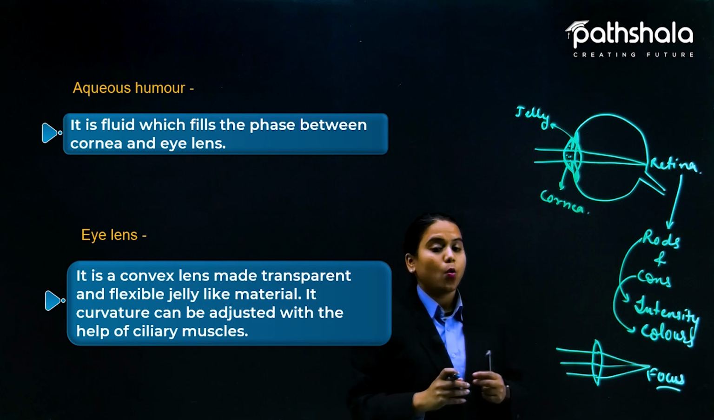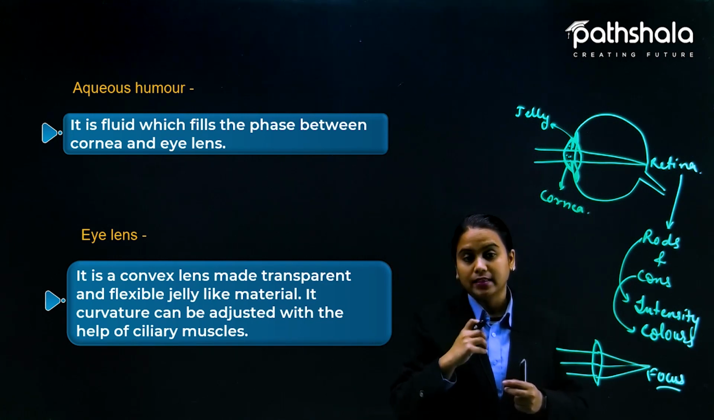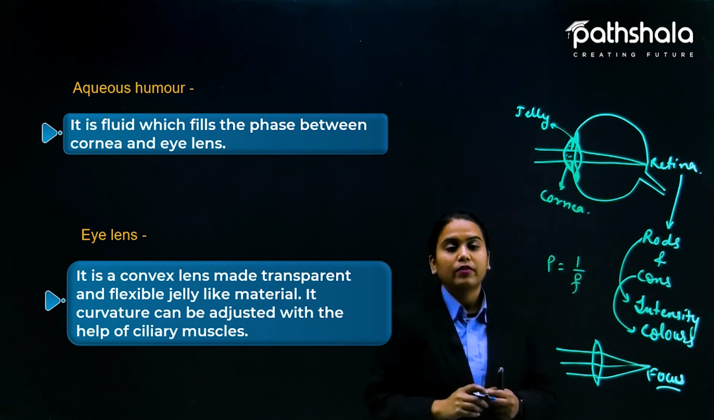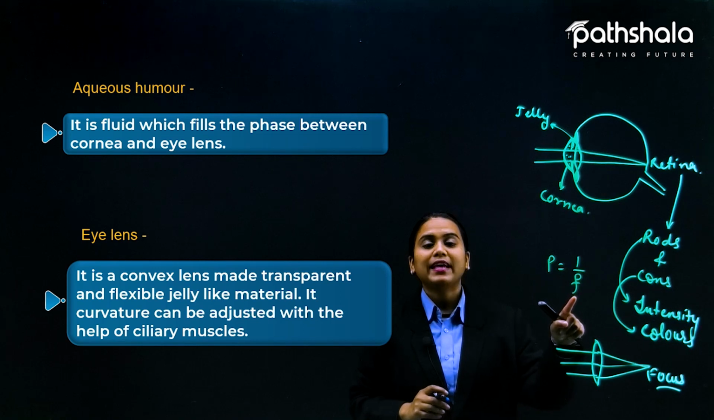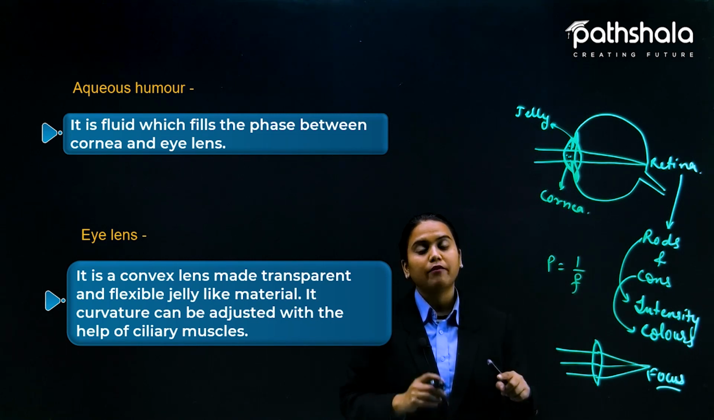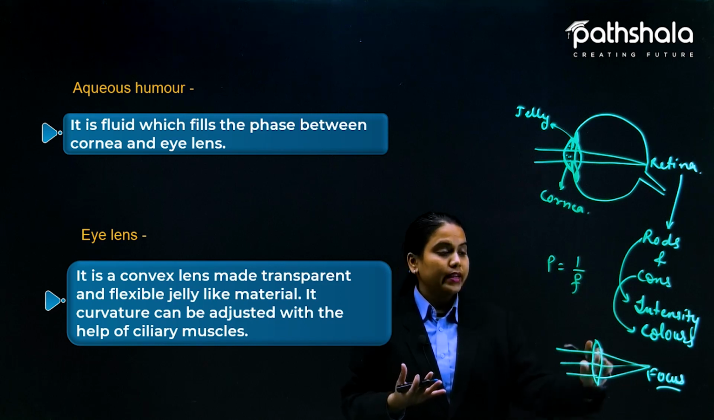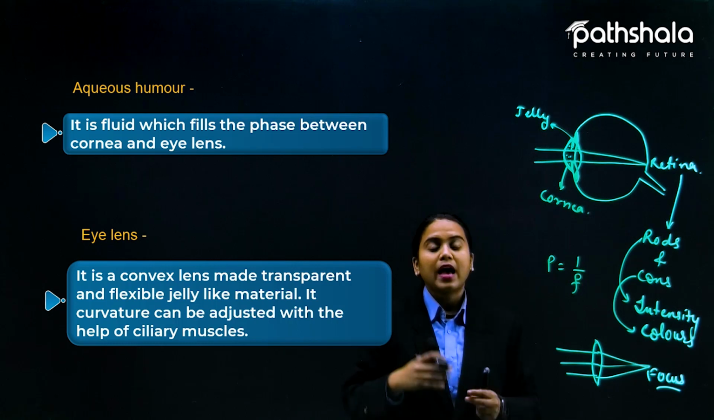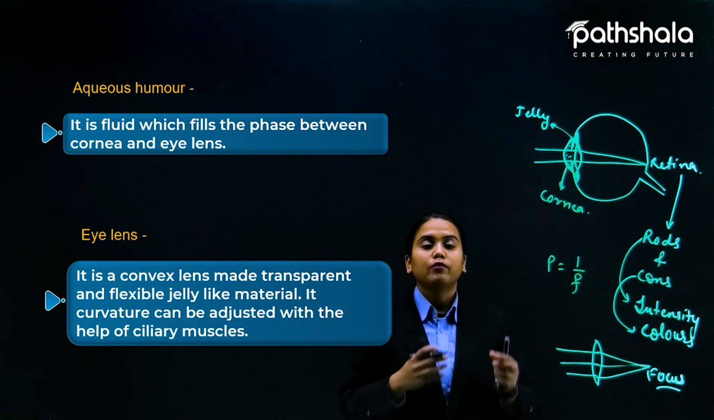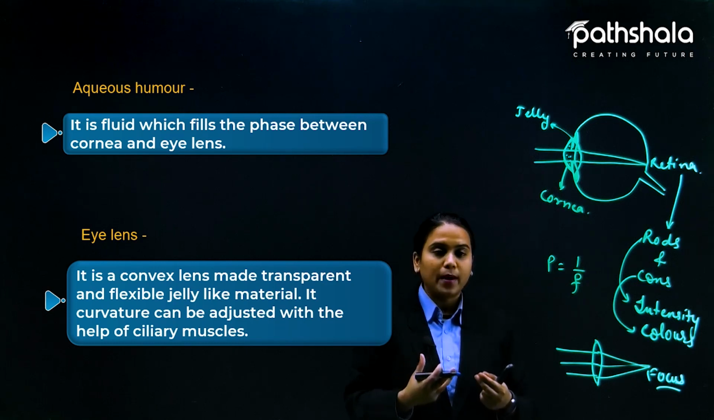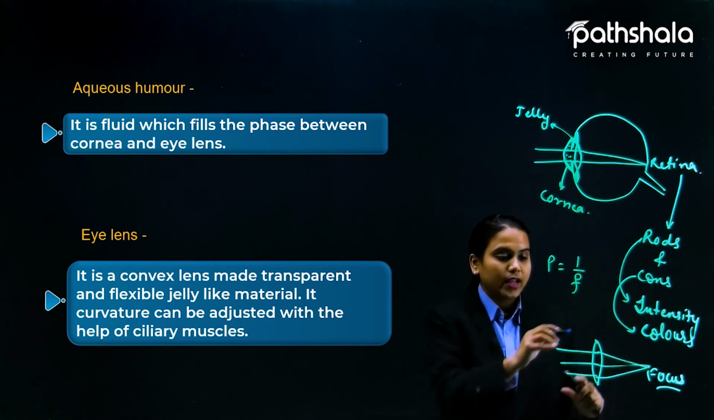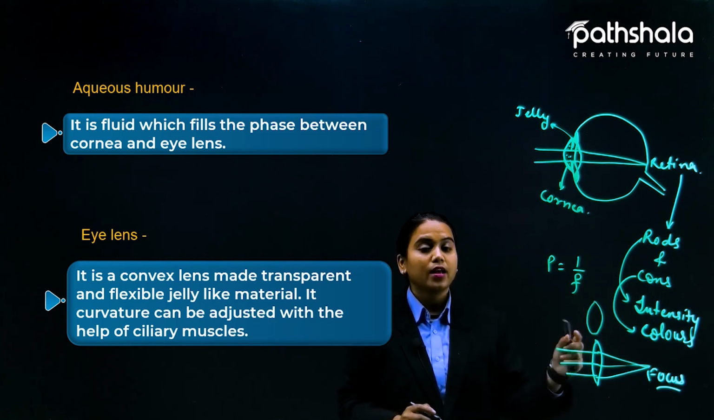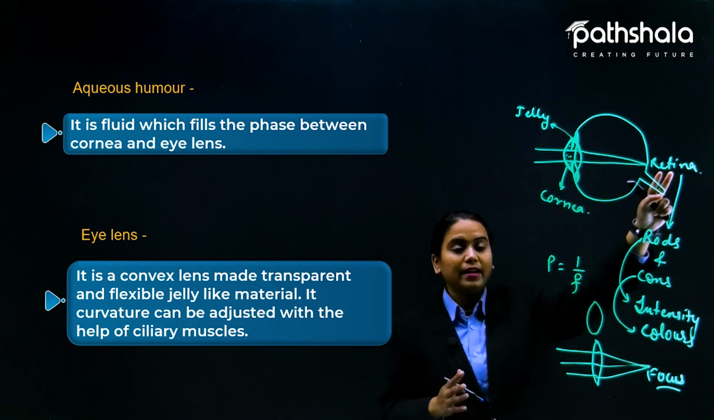You remember when we read the power of a lens, the power of lens was 1 upon f. You remember that, right? So the focus must get adjusted according to the availability of the object. When the lens gets thick, the focal length would automatically get reduced, and when it gets thin, the focal length would automatically increase. So when it becomes a bit thick like that, with such a structure, its focus becomes less, so that we can make the focus at the retina only.